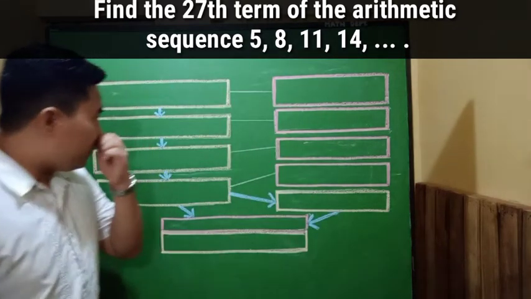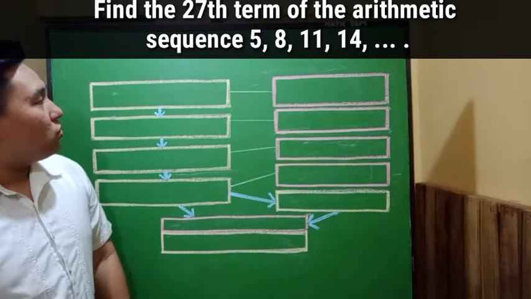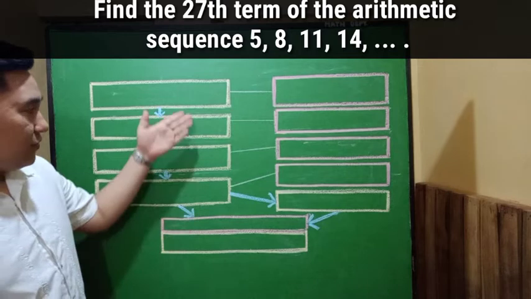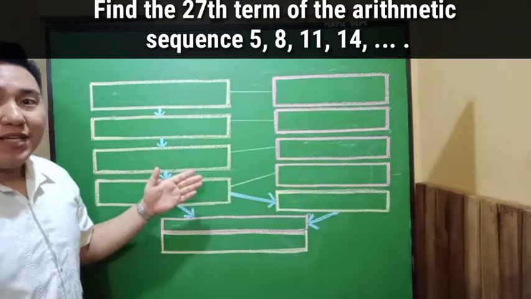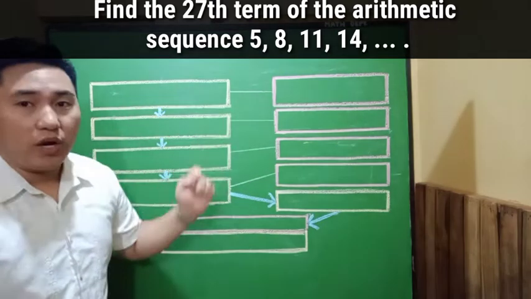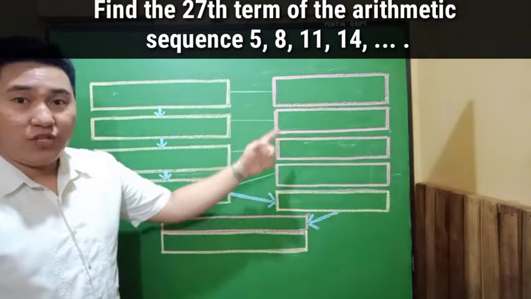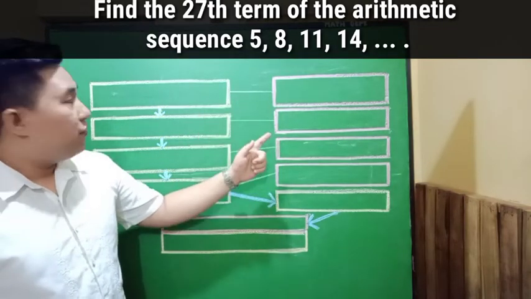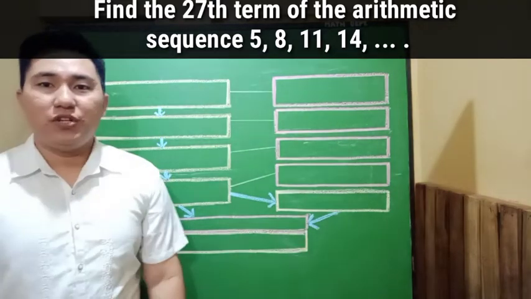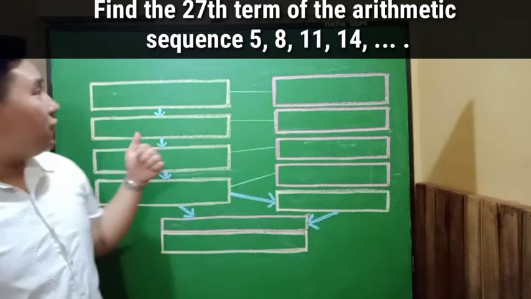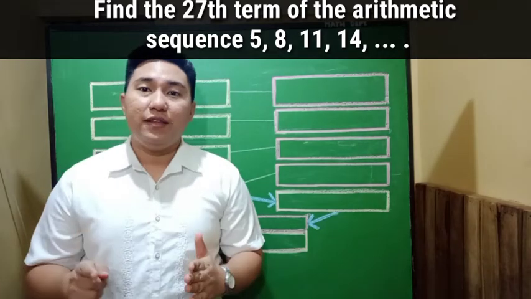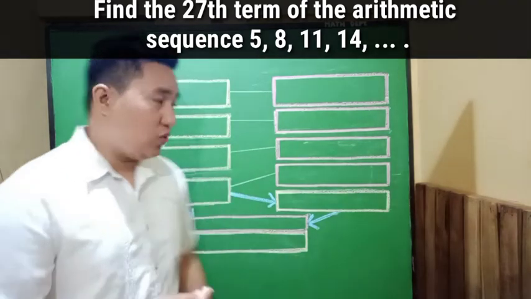As you can see here, we have a diagram composed of two colored boxes, the orange one and then the red one. For the orange one, we will be placing the step-by-step solution for this problem. And for the red one, we will place the procedure or the rule for each solution. Okay? So the first procedure: in this particular problem, we will be using the formula for finding the nth term of an arithmetic sequence.